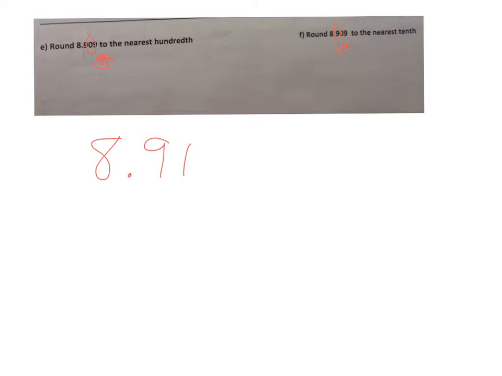So my new number is 8.9. Now remember, you can put zeros after if you would like to, but you don't need to put zeros in afterwards. You could just finish it at the tenth there, 8.9.